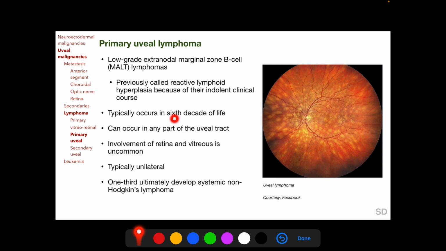primarily in the sixth decade, and can occur in any part of the uveal tract. Involvement of retina and vitreous is uncommon, unlike primary vitreoretinal lymphoma, and also they are typically unilateral, unlike primary vitreoretinal lymphoma. Although they are termed primary uveal lymphoma, one-third of these patients ultimately develop systemic non-Hodgkin's lymphoma. So in contrast to primary vitreoretinal lymphomas, primary uveal lymphomas are low-grade lymphomas with a much better prognosis, occur in the uveal tract instead of the retina and the vitreous, and are typically unilateral.